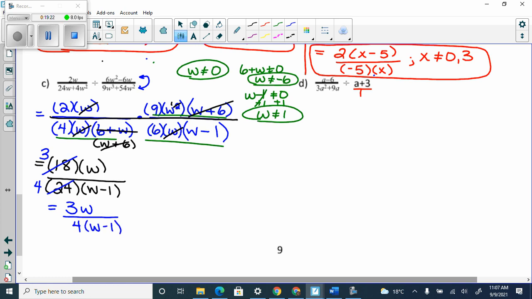Don't go distributing. Don't go foiling. This is more simple. If you put the 4 in, you're actually expanding. The only time we put that 4 back in is like I showed you yesterday, when it asks for it in this specific form and it doesn't have brackets, you'd have to put it back in, but that's it. So we stop here, and we say W can't equal -6, 0, 1.